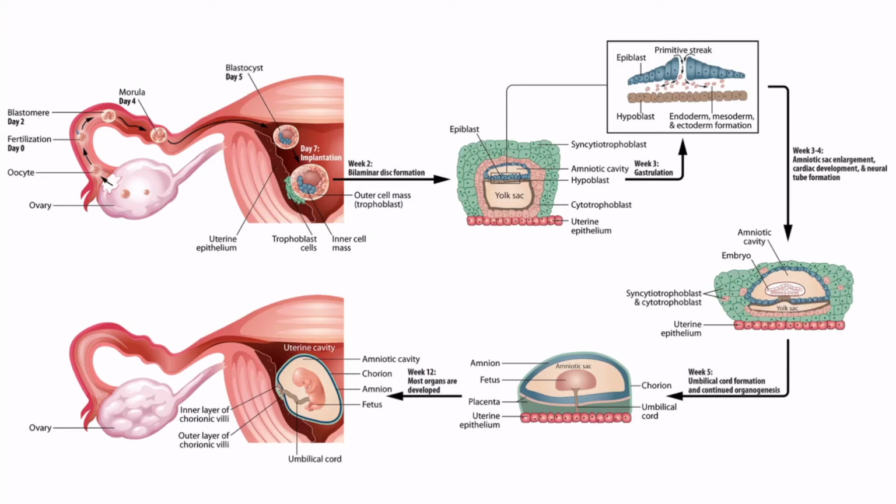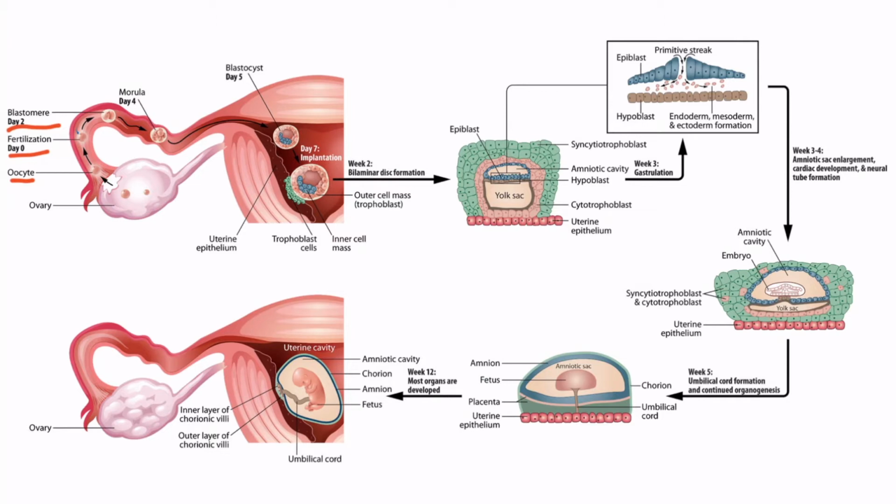On the left, we can see a truncated image of the uterus and ovary. Once the oocyte that you can see right here is released and comes in contact with sperm, it undergoes fertilization and is known as a zygote. As you can see, this is considered day 0. By day 2, the zygote has divided into 2 cells, and this is known as a blastomere.